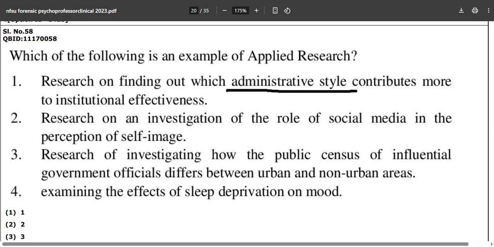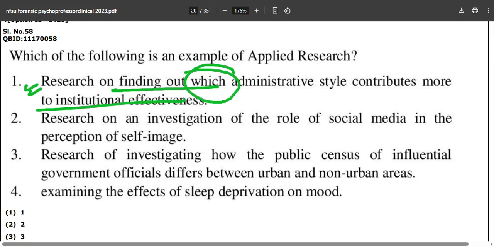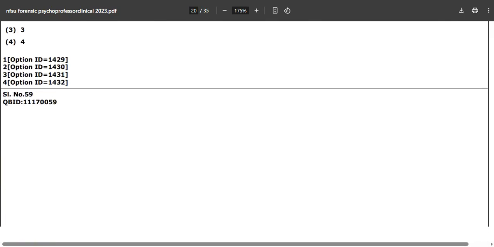Research on an investigation of the role of social media in the perception of self-image. Research of investigating how the public senses of influential government officials differs between urban and non-urban areas. Examining the effects of sleep deprivation on mood. Okay, so you will do this one, research on finding out which administrative style contributes to institutional effectiveness. I don't think these kind of PYQs will repeat again. They will just form new ones.